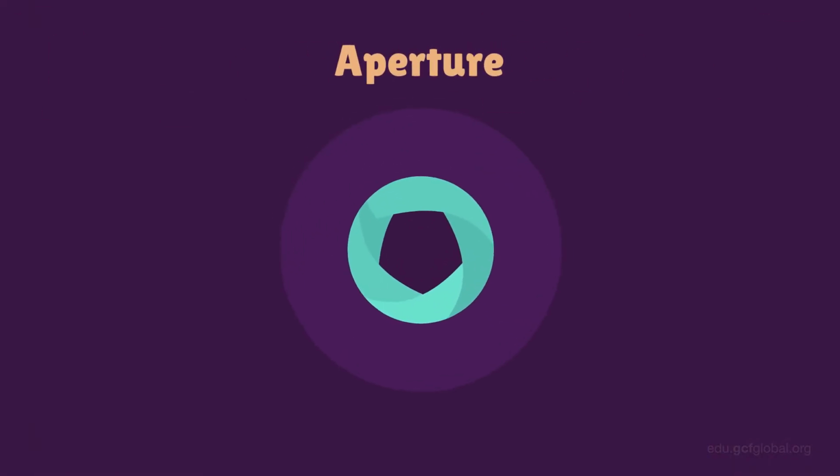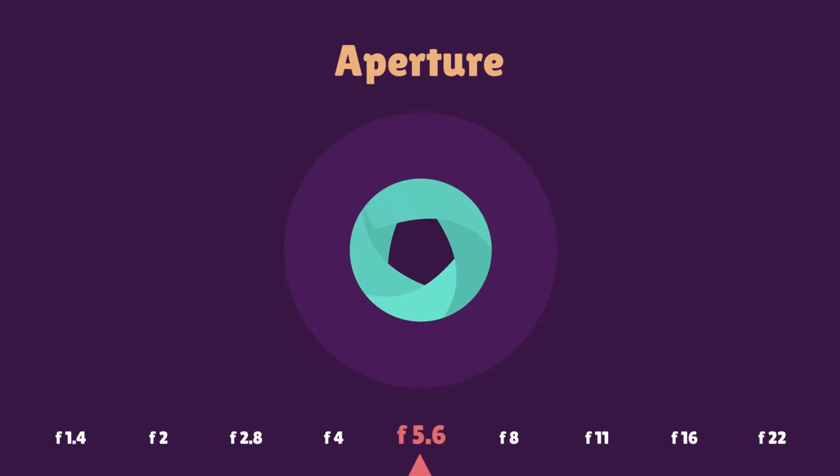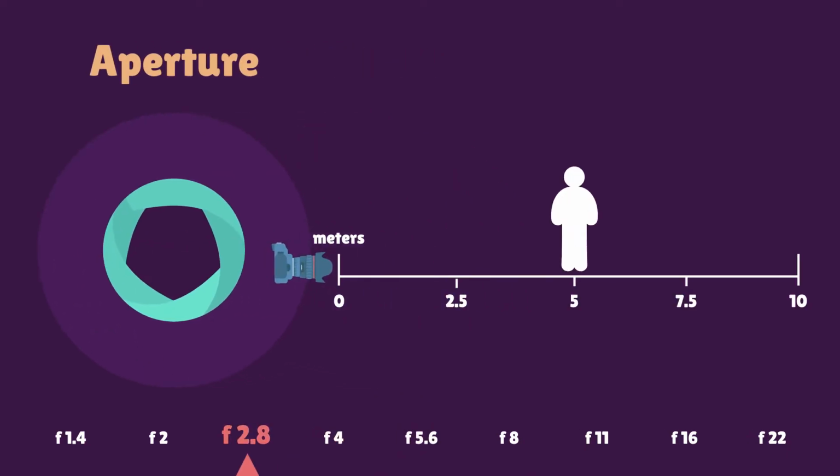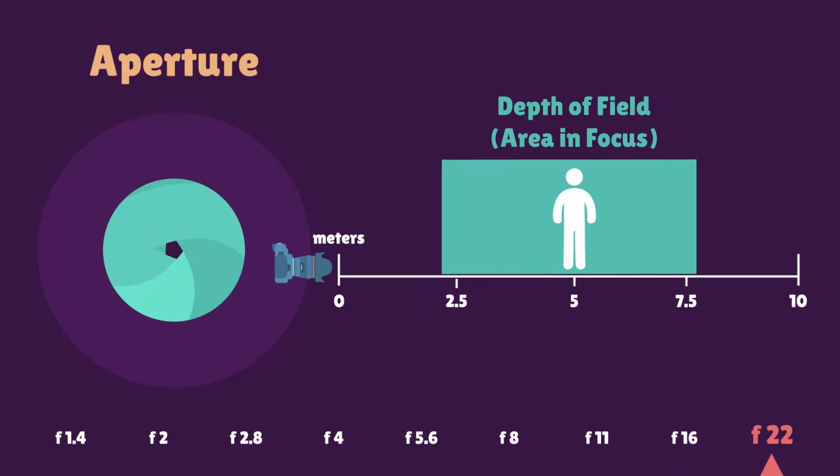The aperture, or diaphragm, regulates the amount of light entering the camera. The lower the aperture, the less depth of field you will have. The higher the aperture, the greater the depth of field.